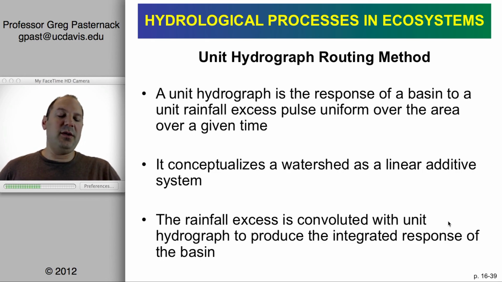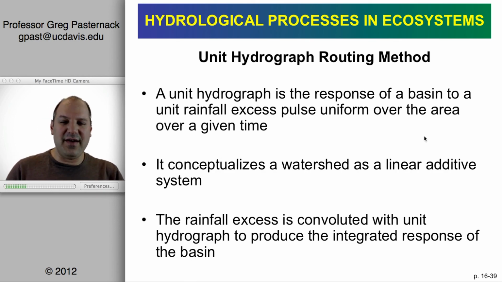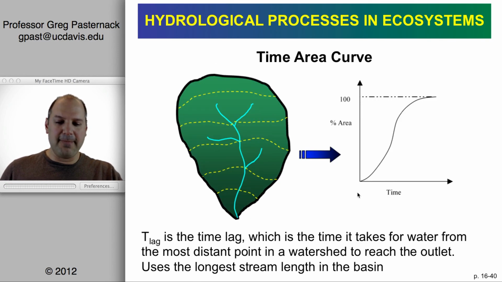And it would be beyond the scope of this class to go into the methods of how a unit hydrograph works, what a unit hydrograph is. But a unit hydrograph, just summarized here, is the response of a basin to a unit of rainfall excess that's uniformly distributed over the area over a given time. I actually gave this definition in the urban lecture, but it's not a high priority. And we're not going to go through the process of how this is all computed. But the important thing is it's treating the watershed as a linear additive system.